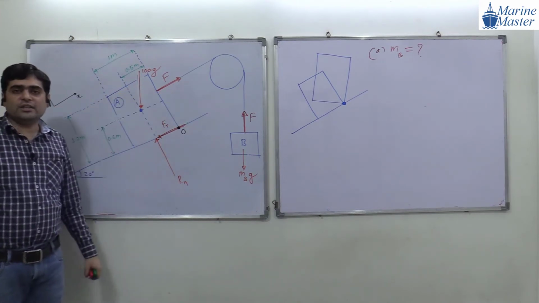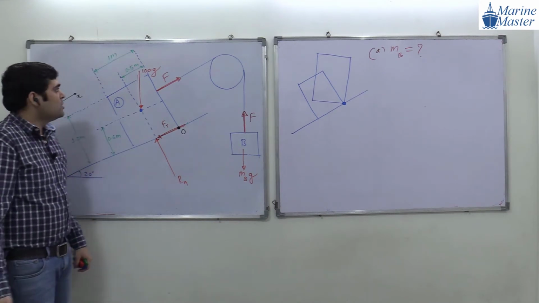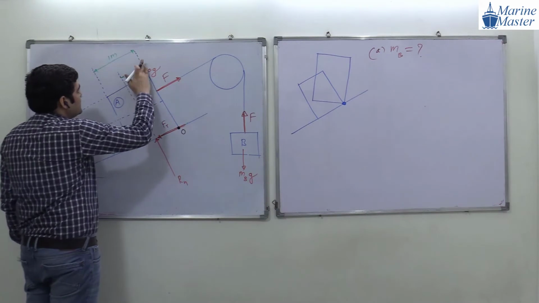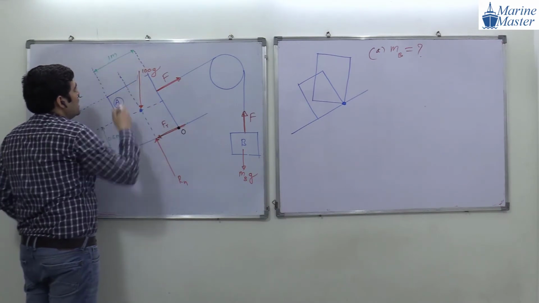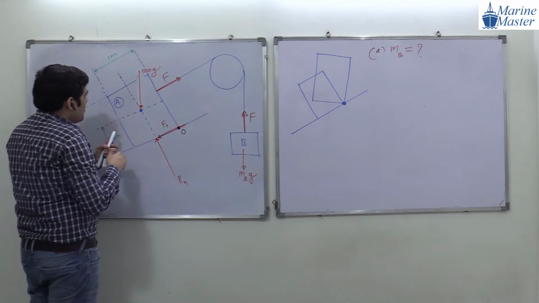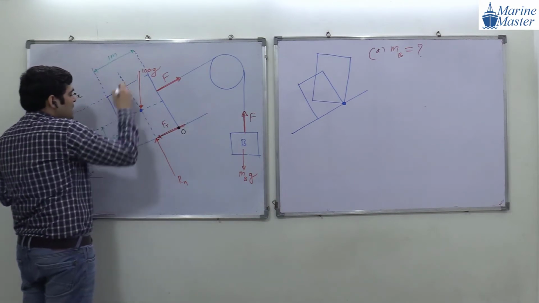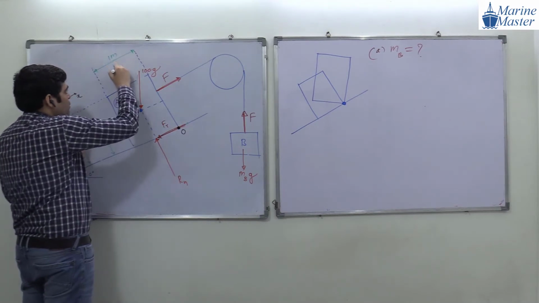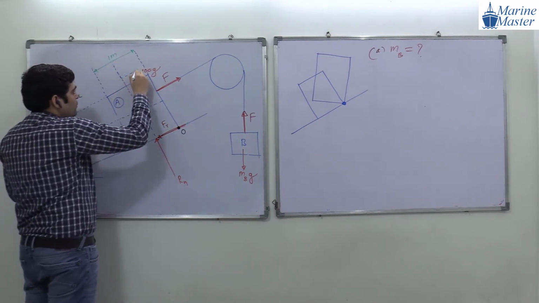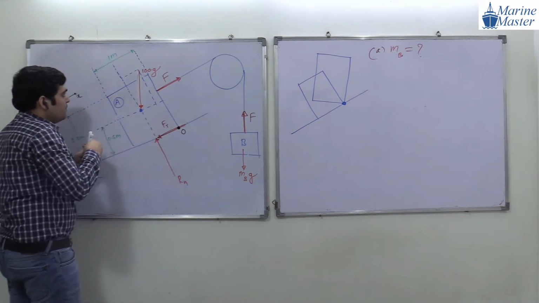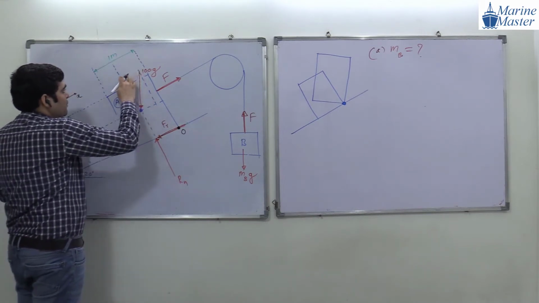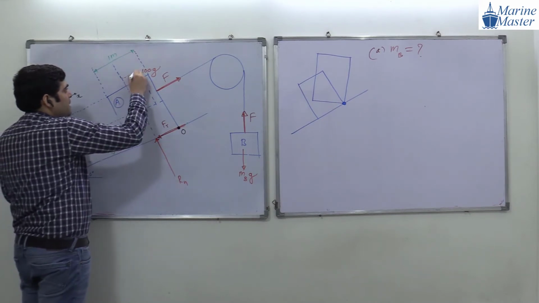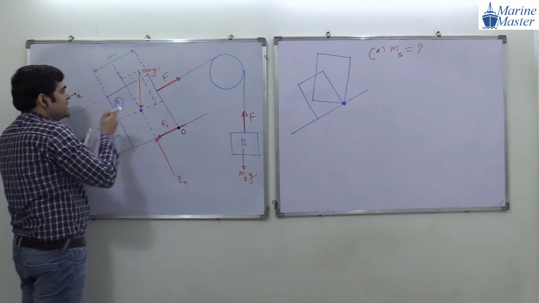But what about 100g? It is neither in x nor in y. So for that purpose we are going to take components. In such a scenario, how do we take the components? We are going to form a rectangle like this. So in this way we form a rectangle, and one component of 100g is like this.